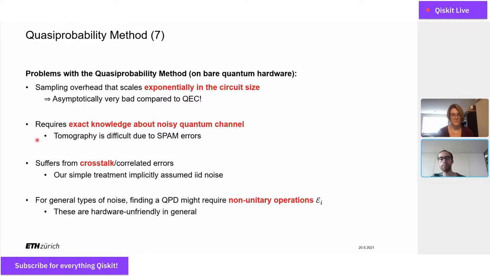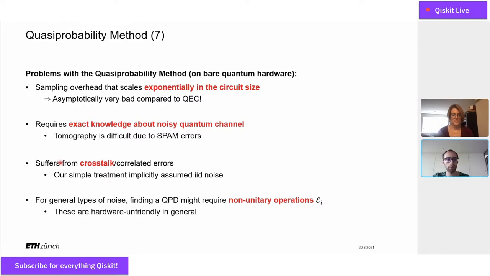Another problem with the quasi-probability method is that it doesn't deal very well with crosstalk or correlated errors, right? When you have noise that's correlated in space and time, then you get problems. Because basically the treatment of the quasi-probability method, as I was talking before, where you correct every individual gate, has this implicit assumption that the noise is IID, that is, in space and in time, which on the hardware is not true in many cases.